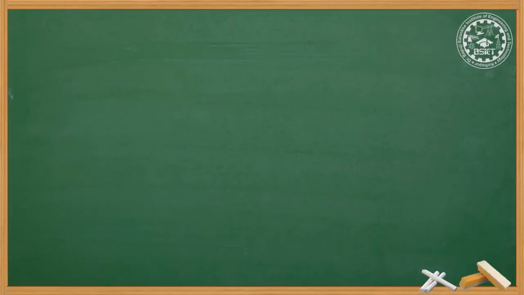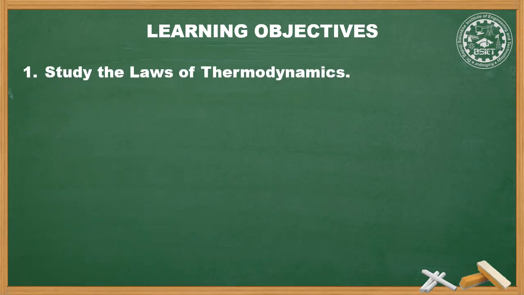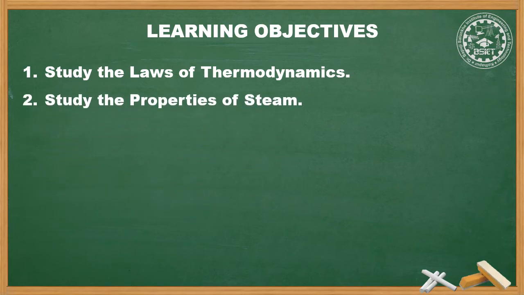The learning objectives for today's session are: number 1, study the laws of thermodynamics. First law of thermodynamics and second law of thermodynamics will be studied in today's session. Second, study the properties of steam. The different types of steam and properties of the steam will be studied in today's session.